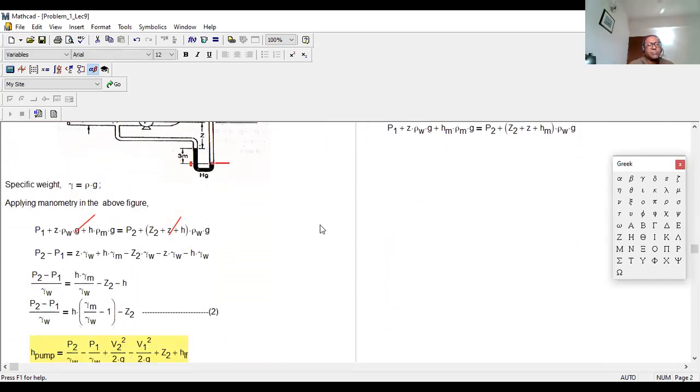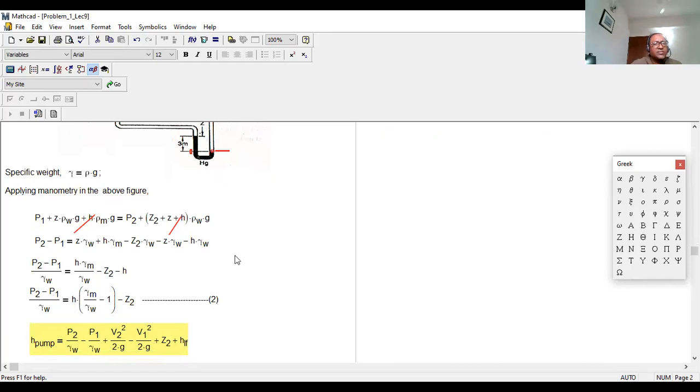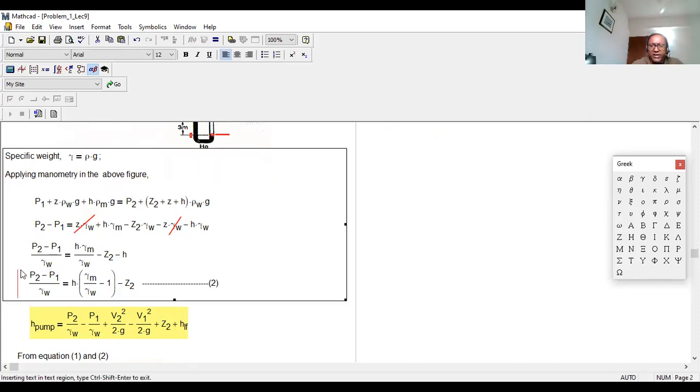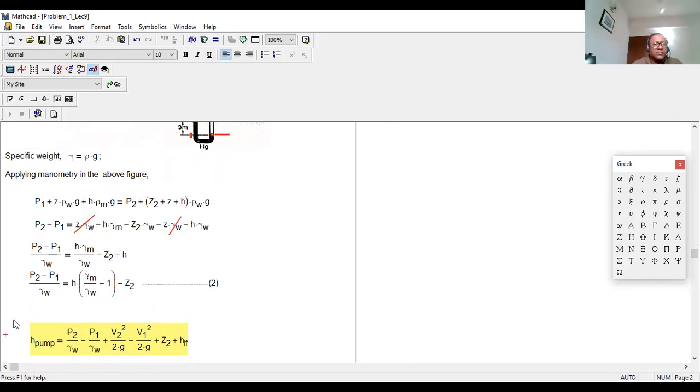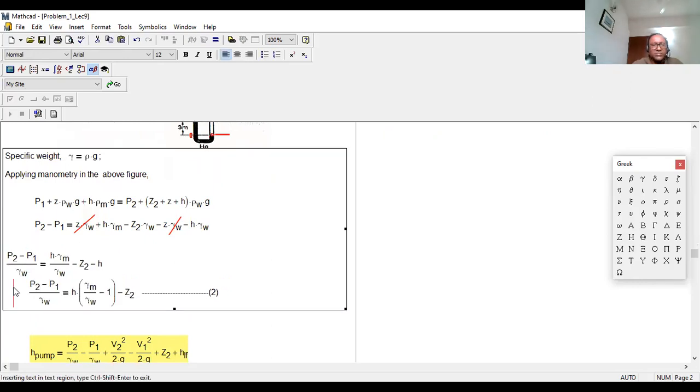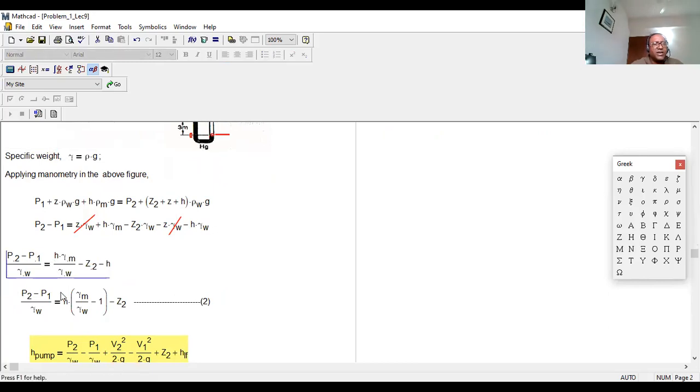So right over here, this term will be out. Z gamma W, Z gamma W. Both sides divided by gamma W. So you are getting, you see right over here, divided by gamma W. So H gamma M divided by gamma W, Z2 by gamma W. Gamma W, gamma W will be out. H gamma W divided by gamma W, gamma W will be out. So you have only this term, right?